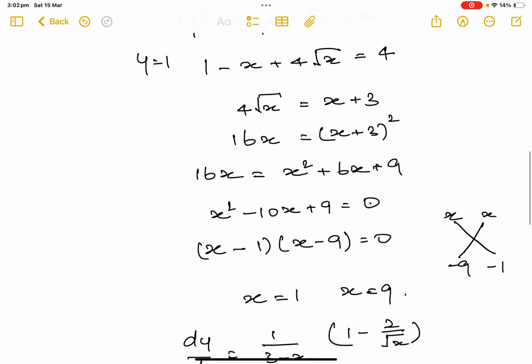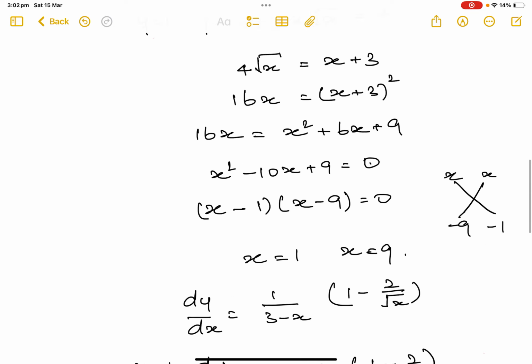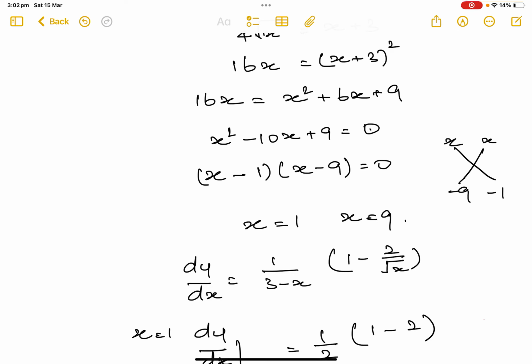If we square both sides, so we square the root x to get rid of it. So 16x, since 4 times 4 is 16 and root x squared is x, equals x plus 3 squared. Simply expand that: 16x equals x squared plus 6x plus 9. So collecting to one side, x squared, and taking the 16x to the other side: minus 16x plus 6x is minus 10x, plus 9 equals 0.